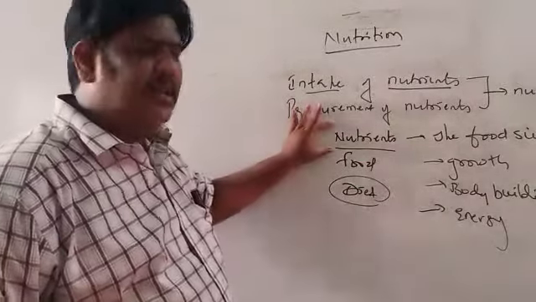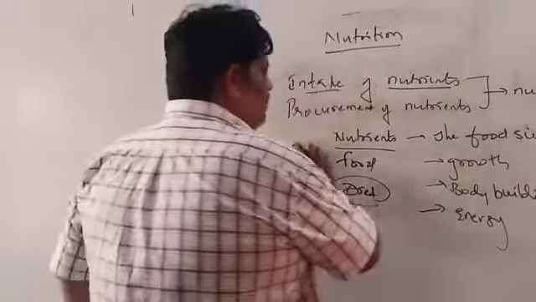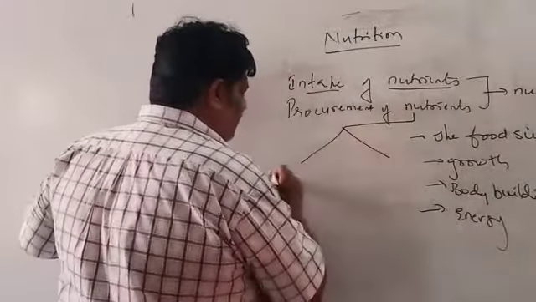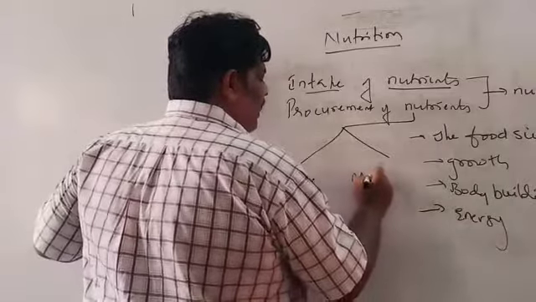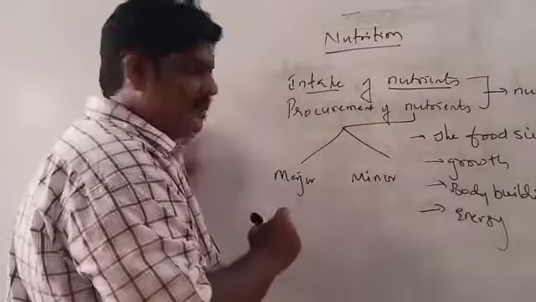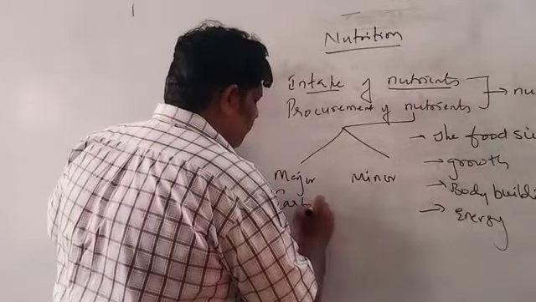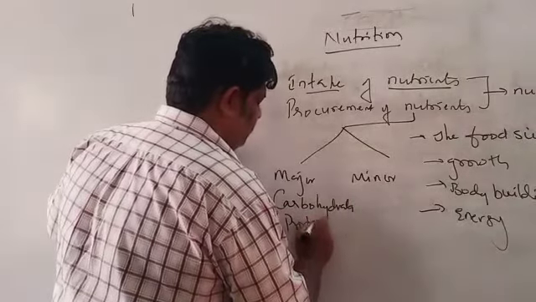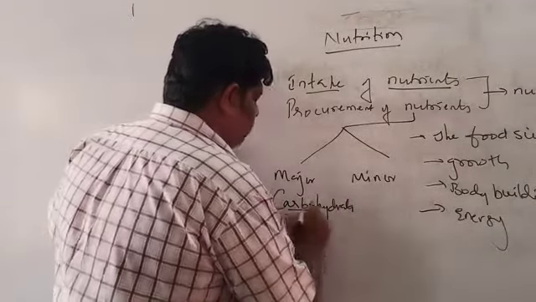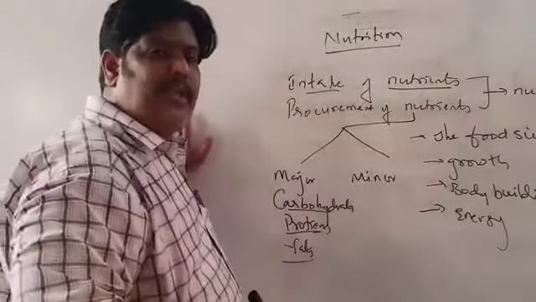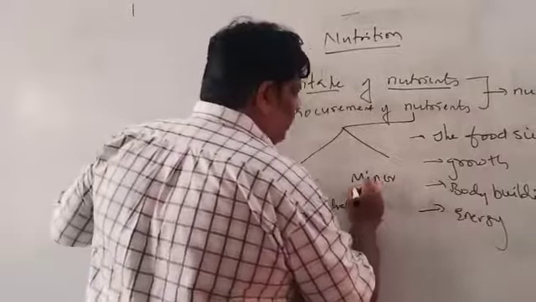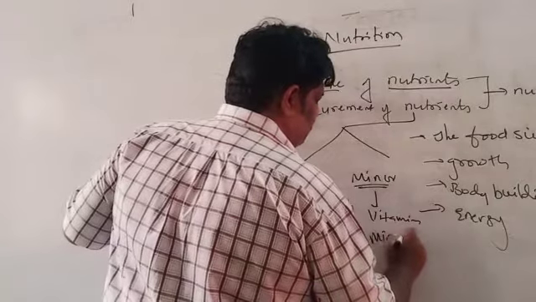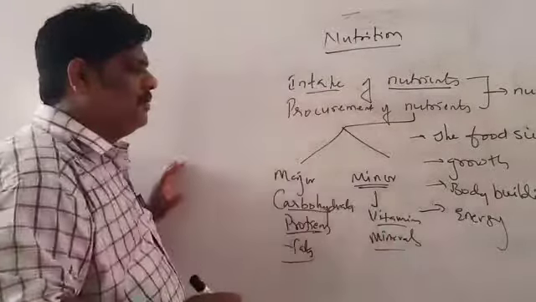Now, these nutrients can be classified into two types. We'll see the classification of the nutrients. They can be classified as major nutrients and minor nutrients. In the major nutrients, we have carbohydrates, second proteins, third fats. So carbohydrates, proteins and fats are the three major nutrients. And the minor nutrients are nothing but vitamins and minerals. So vitamins and minerals are the minor nutrients.